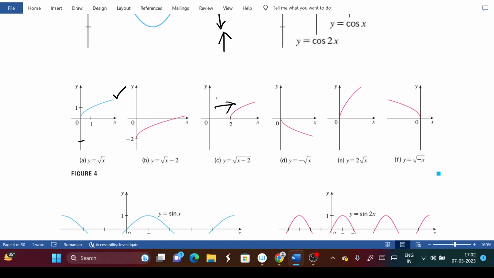Now minus 2 is multiplied to the whole function. If it is multiplied to the whole function, we will get just its mirror image along the x-axis. So I am getting this. And when I am multiplying this function with 2, that means its size will be increasing.